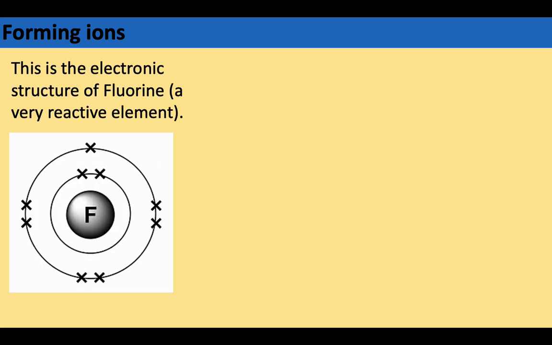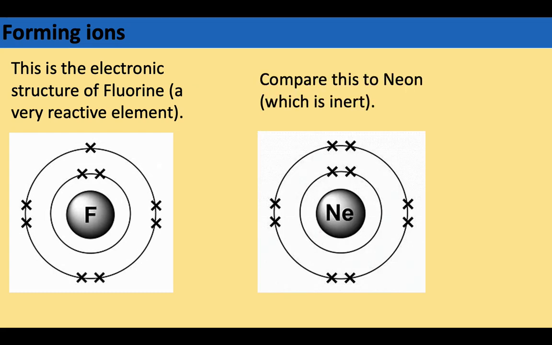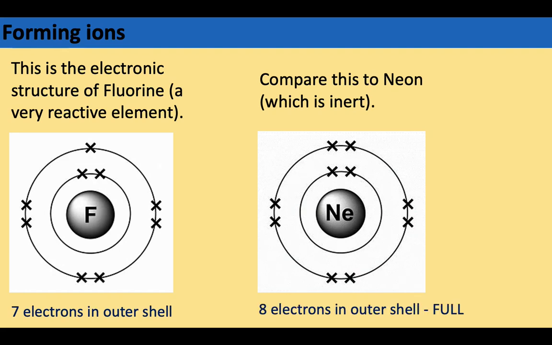Now, this is the electronic structure of fluorine, which is a very reactive element, and we're going to compare that with neon, which is our unreactive noble gas. So fluorine has got 7 electrons in the outer shell, whereas neon has got 8 electrons in the outer shell. It's got a full outer shell.